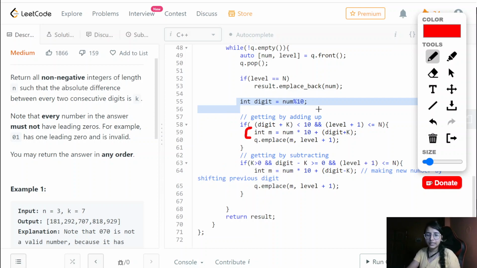Then here we are forming the new numbers, and then we are directly pushing that new number to our queue with its level. And we go ahead the same way when we are subtracting, and in that we are also keeping a check that our k should be greater than 0, and then the whole thing is as it is, the way we were doing it here. And then at the end we will be returning our result when our queue is completely processed.